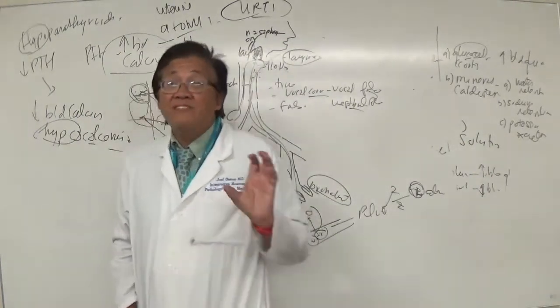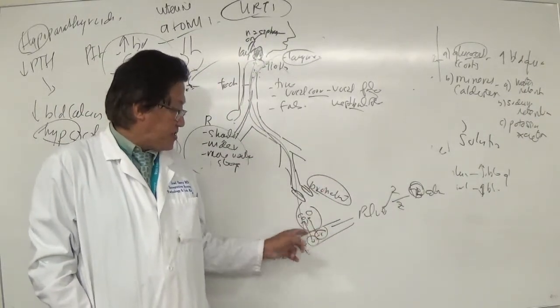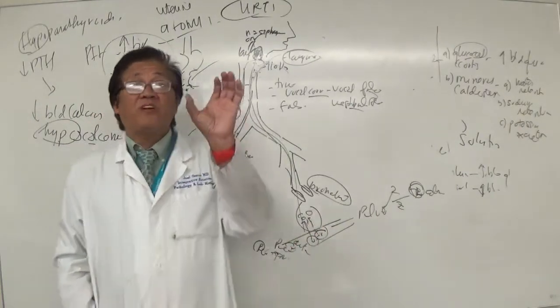To prevent collapse of the air sac. Okay, you want to reduce the surface tension. Reduce the surface tension to keep it open, and the air sac will be filled with air.